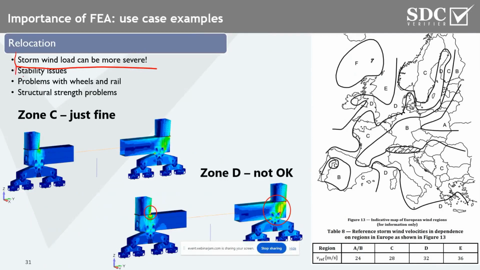First of all, this is stability issues. It can bring issues with the wheels and the rail, and of course structural strength problems, because although the crane is out of operation, it's still subjected to the loads, which we somehow need to deal with. And this is a typical example, for example, what happens for zone C and zone D, which results in somewhat higher reference wind velocity. So basically with zone C, you're just fine, but with zone D, this is definitely not okay, resulting in plastic deformation. So please take that also into account when verifying your structures.